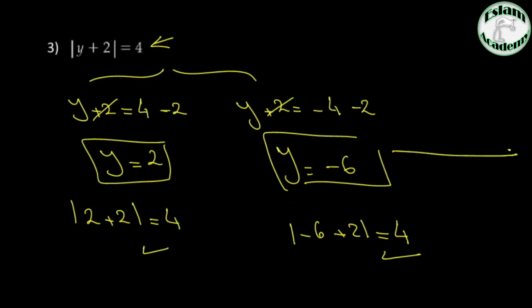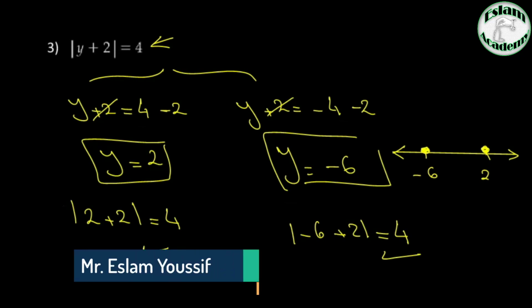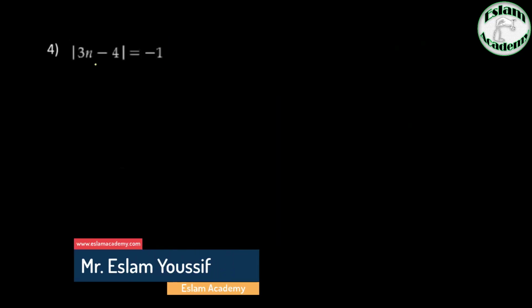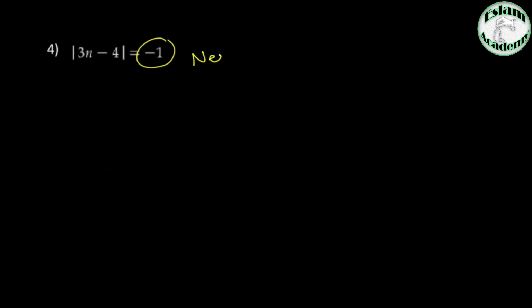You can represent the solution using the number line. That's negative 6 and 2. Number 4. The absolute value of 3n minus 4 is equal to negative 1. As we said in number 2, the answer here is negative, so there is no solution.